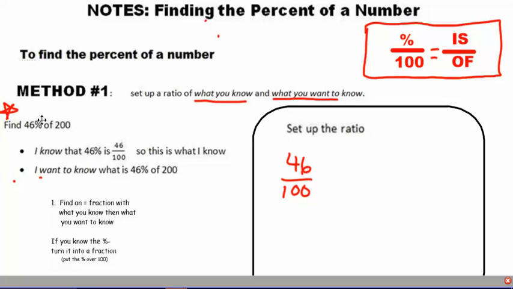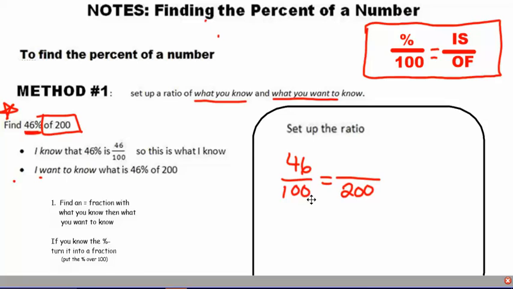All right, so we're setting up our ratio. I know that 46% is just 46 out of 100. Equals, and then I have this is over of. So look back at your problem. Do you see that I gave you of 200? So of is on bottom here. So you're going to put your 200 here. So that's what you want to know.